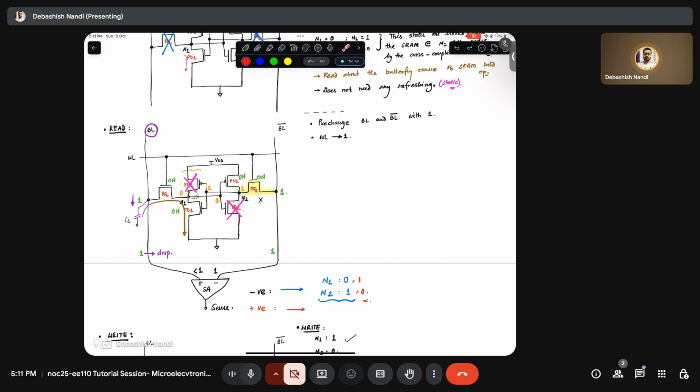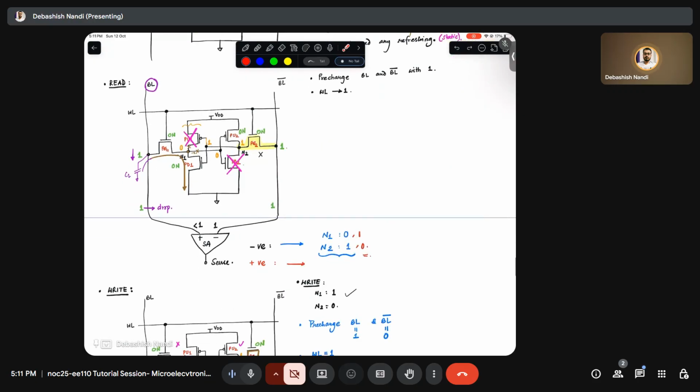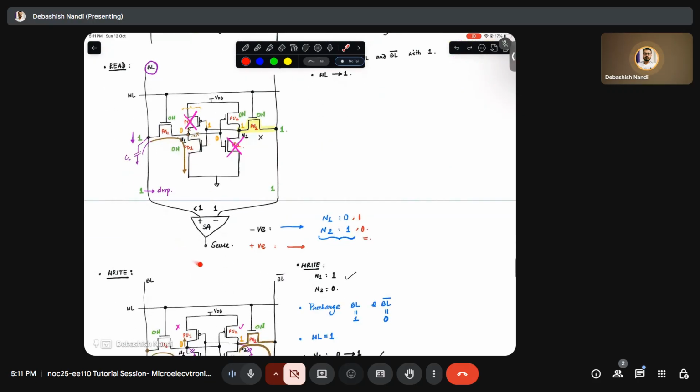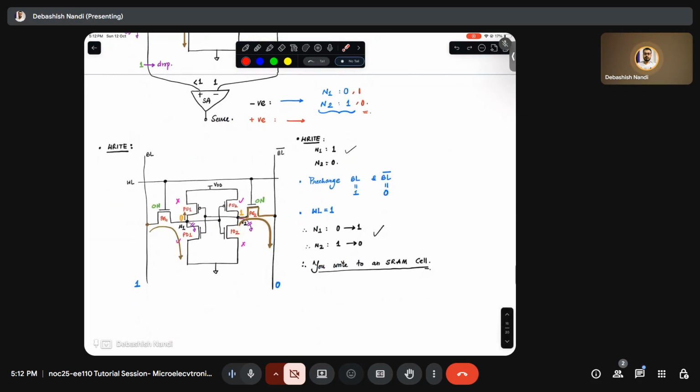That means at your bit line bar you will have 1, and at bit line you have a lower value than 1. So you can take a difference and sense the sign. That will give you the idea about which node is holding what value, right? So your N1 will have a 0 value if this is negative, the way we have connected the sense amplifier or the op-amp. And so moving on, we have started with the write operation.